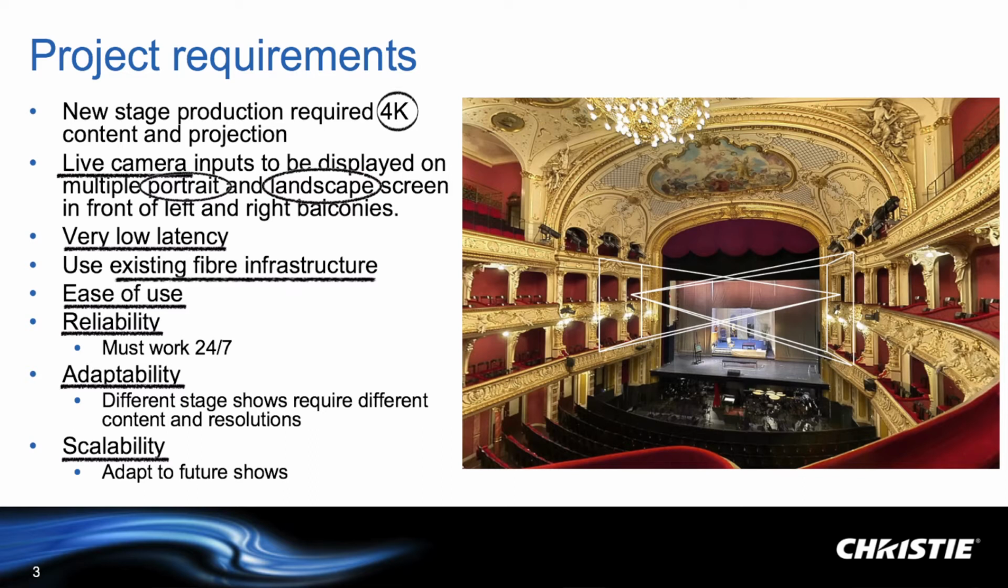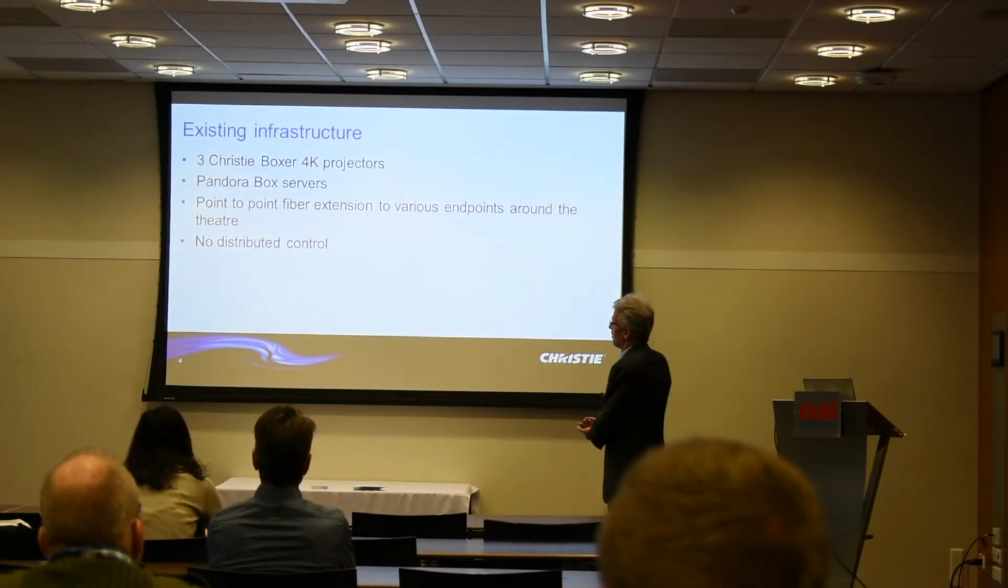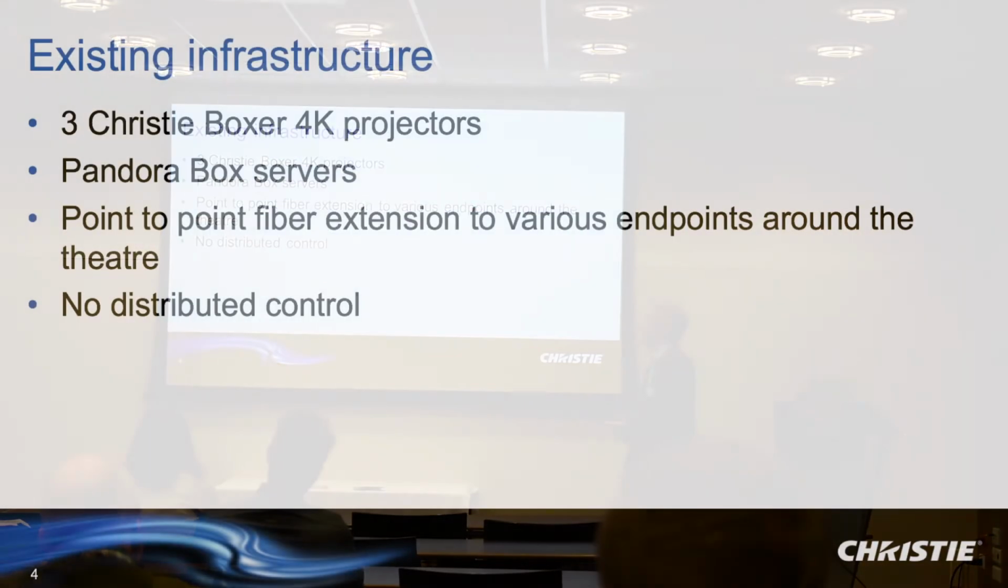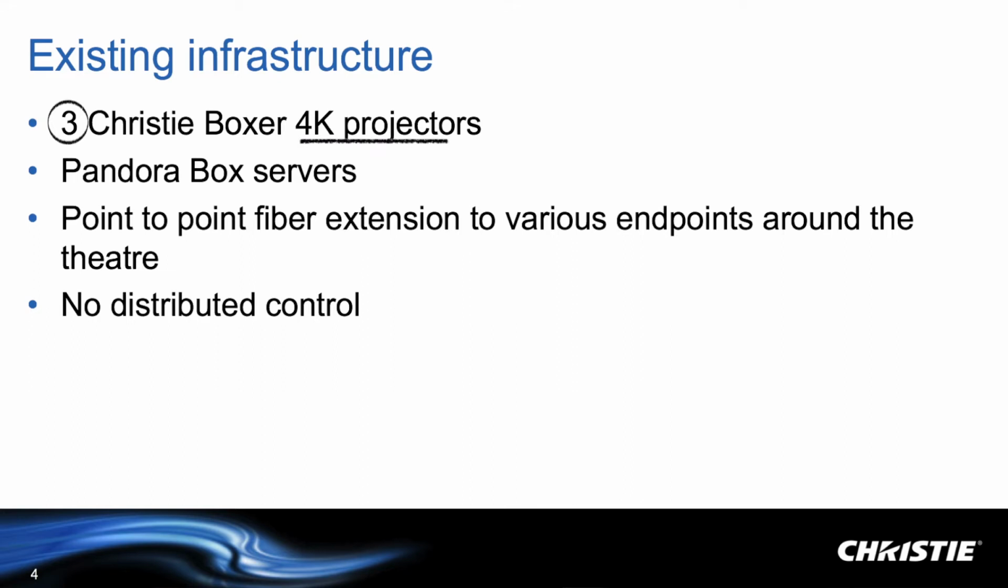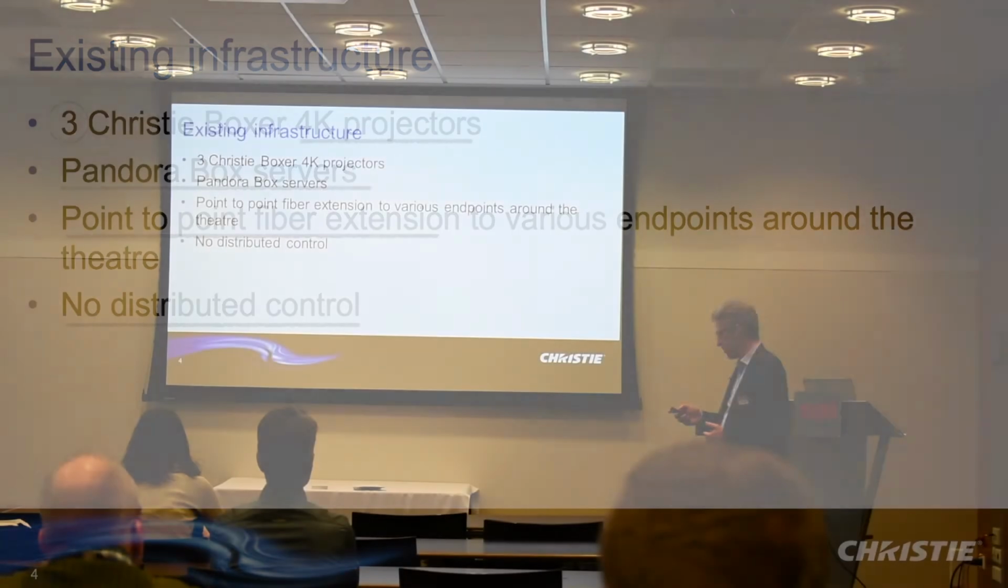The existing infrastructure that they had and equipment, they already had 3 4K projectors. They already had Pandora's Box media servers in place, but they were using point-to-point fiber extension, and they had no distributed control. And one of the issues was actually moving the projectors around between shows and getting the signals across.